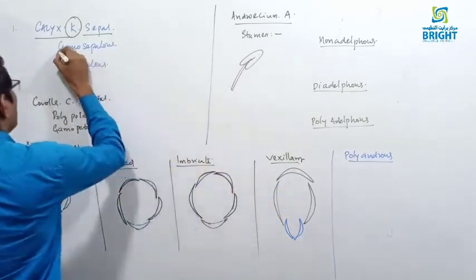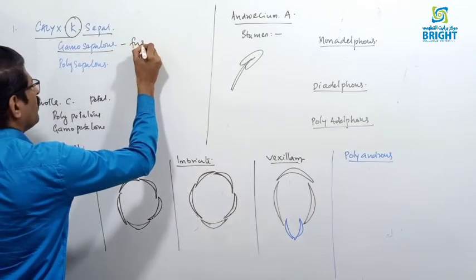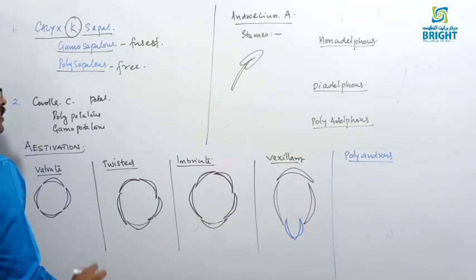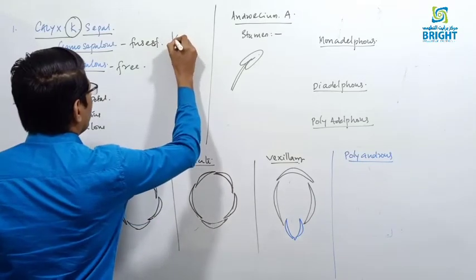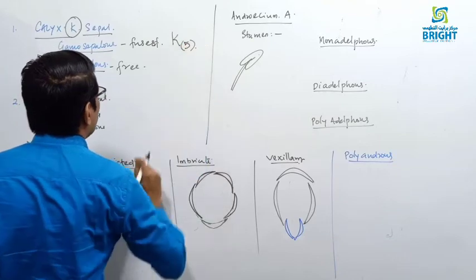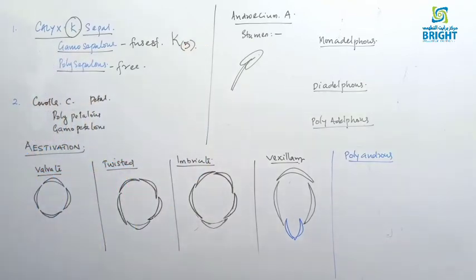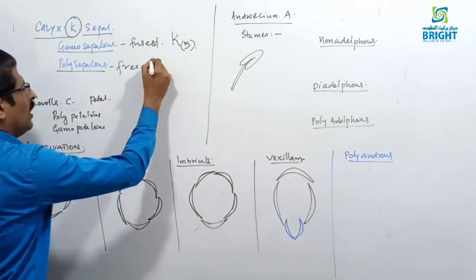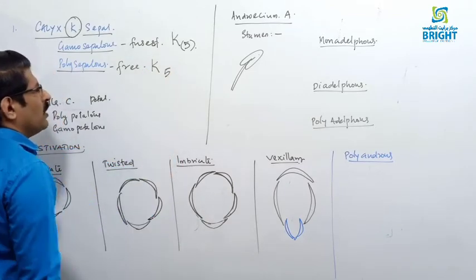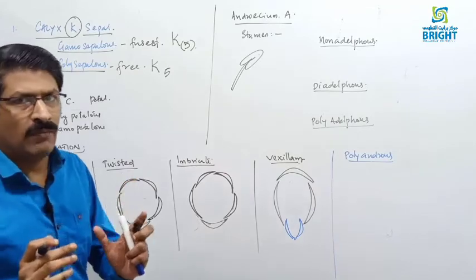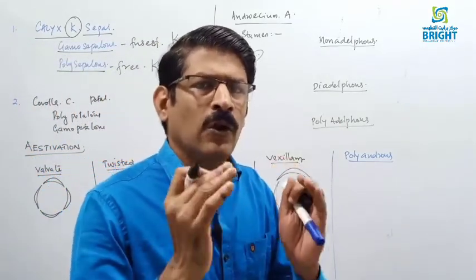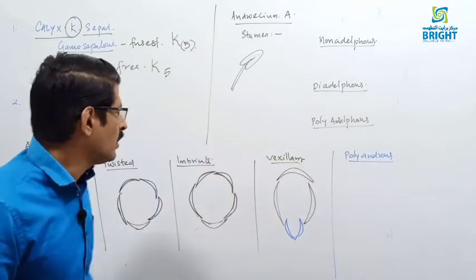When the sepals are fused, it is called gamosepalous, and when free, it is called polysepalous. So in the floral formula, with 5 sepals, if it is fused, it will be represented by 5 inside the bracket. If the sepals are free and the number is 5, it is represented without a bracket. So the bracket represents the fusion of the whorls.